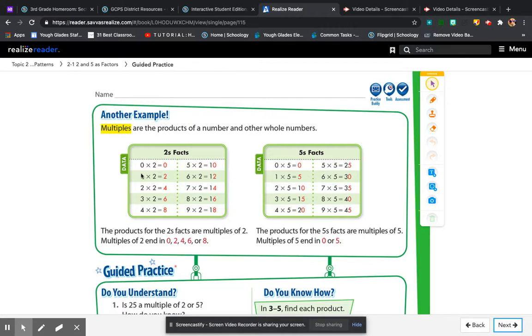Like 0 times 2 equals 0. 0 comes from that fact, 0 times 2. This 2 comes from 1 times 2, that 2's fact. This 4 comes from 2 times 2. This 6 comes from 3 times 2. Notice the 2's. These are all multiples of 2's. The products for the 2's facts are multiples of 2's. Multiples of 2's end in 0, 2, 4, 6, 8.